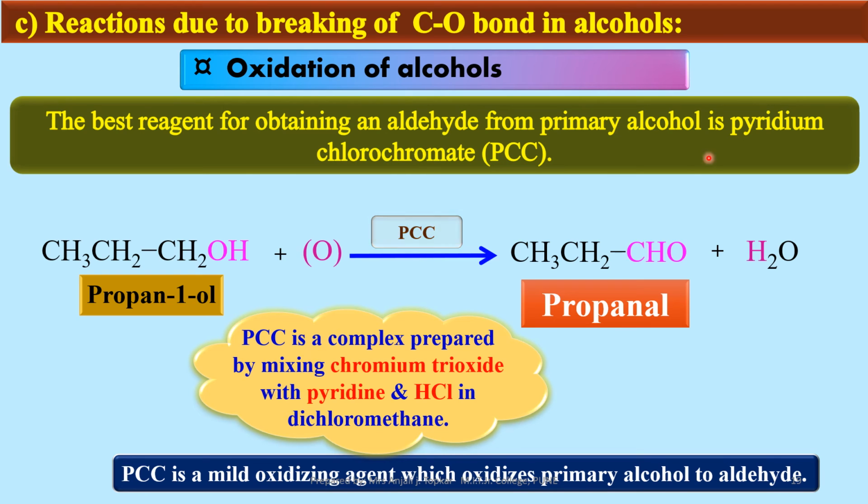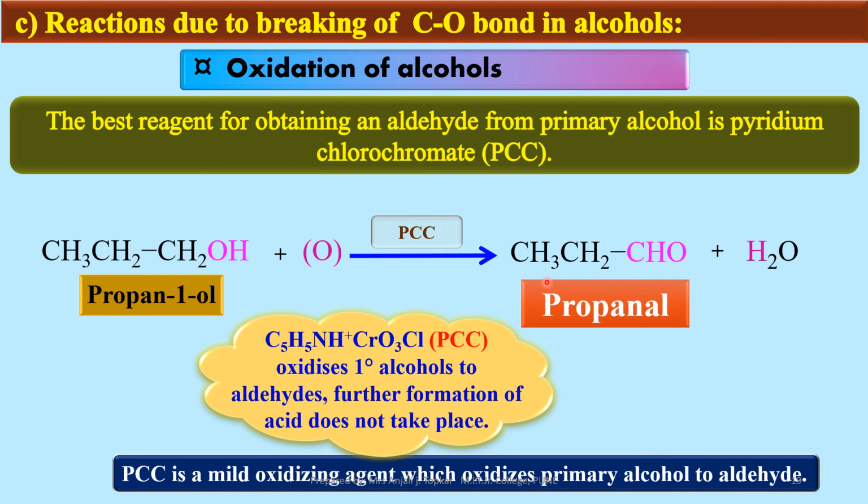PCC, that is pyridinium chlorochromate, is a complex prepared by mixing chromium trioxide with pyridine and HCl in dichloromethane. PCC is a mild oxidizing agent which oxidizes primary alcohols to aldehyde. C5H5NH+ CrO3Cl- is PCC, that is pyridinium chlorochromate, oxidizes primary alcohols to aldehydes. Further, formation of acid does not take place.